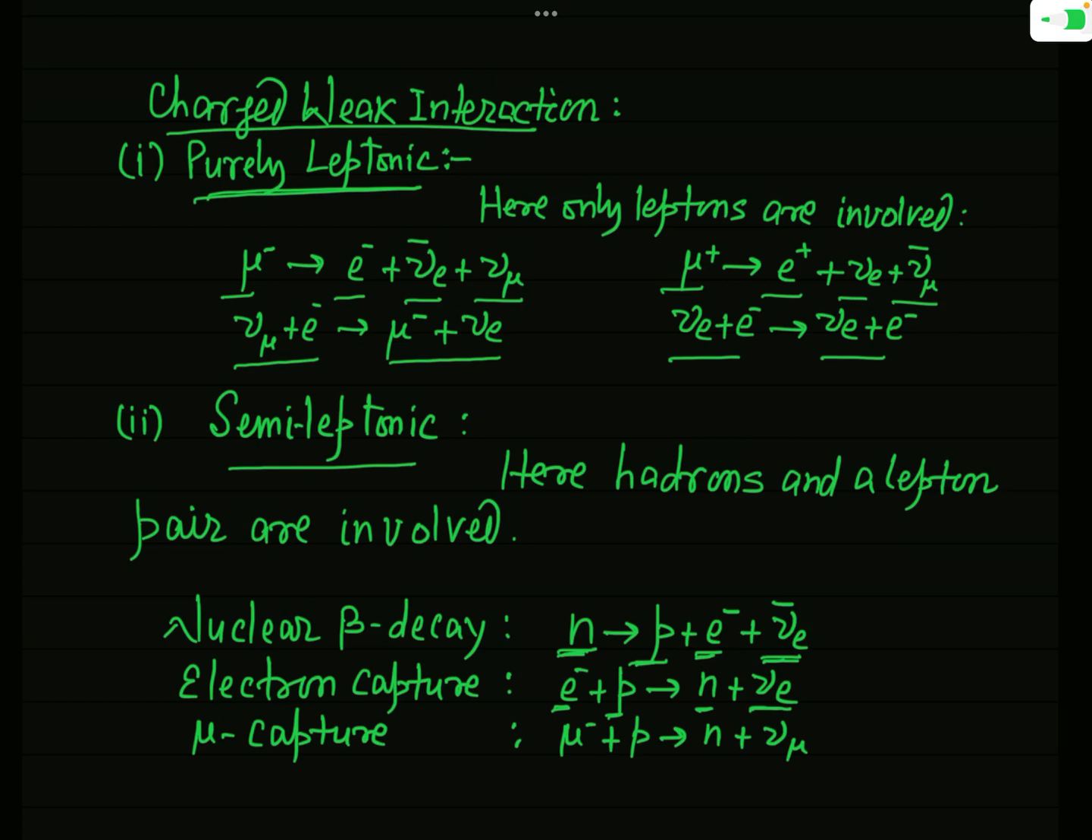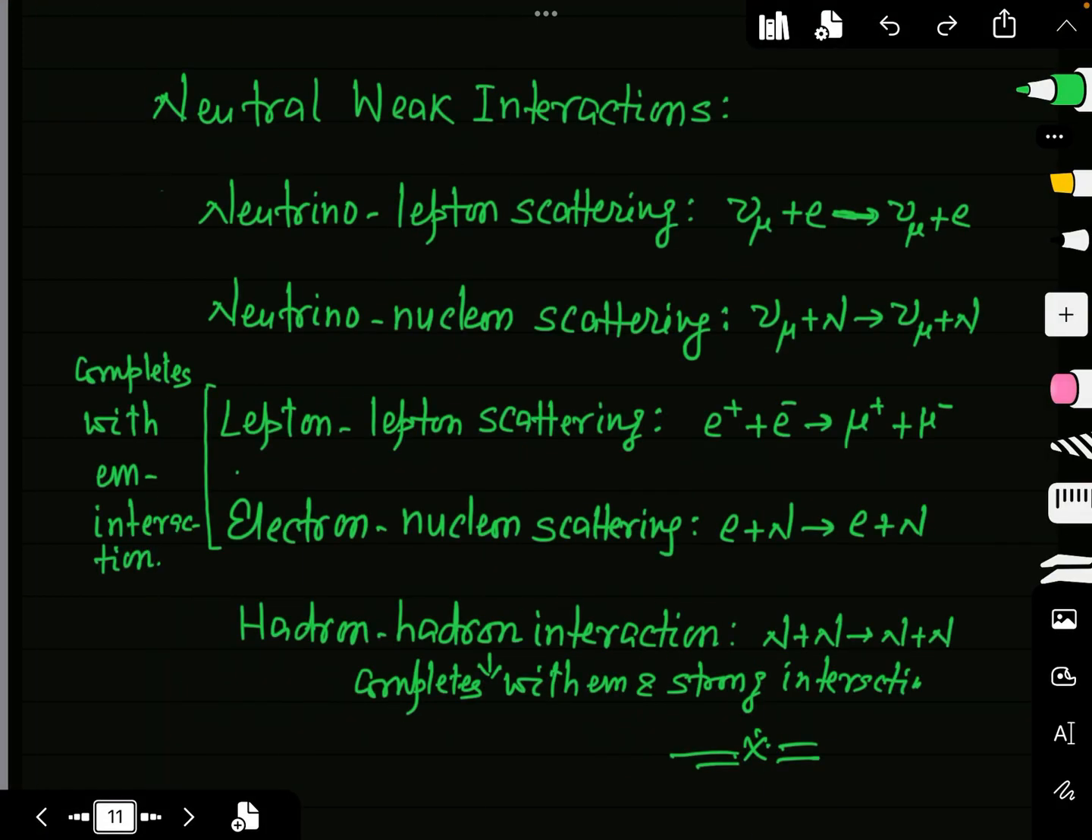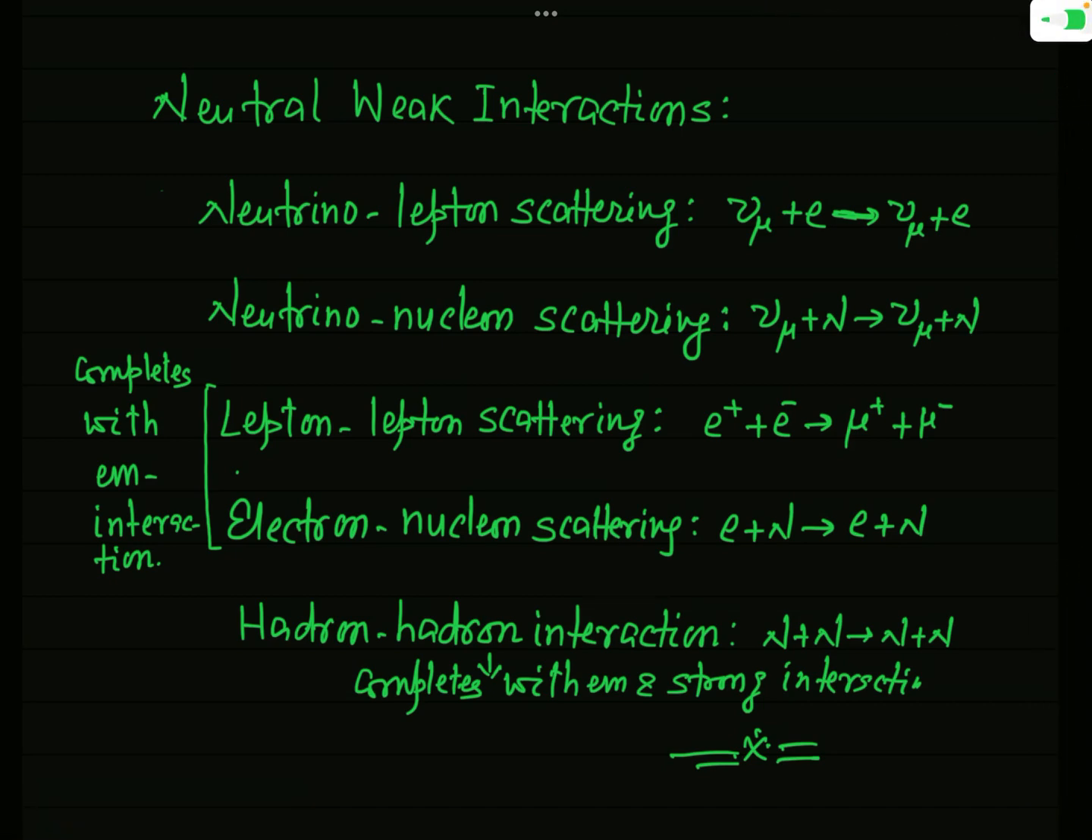Again, you can see this mu capture, mu minus plus p gives n plus nu mu. Again this p and n is a pair of hadrons, and mu minus and nu mu is a pair of leptons. Okay, so these are the important examples of the weak interaction.